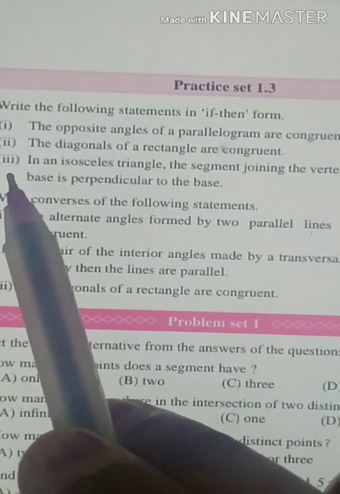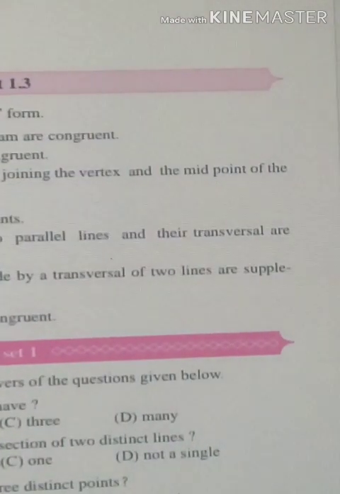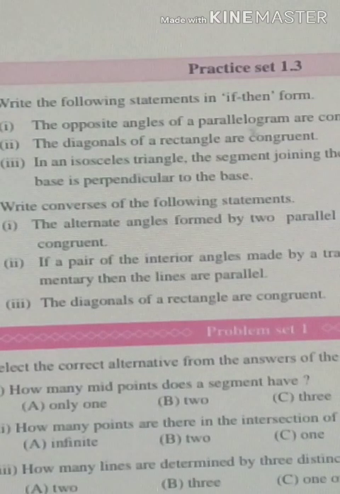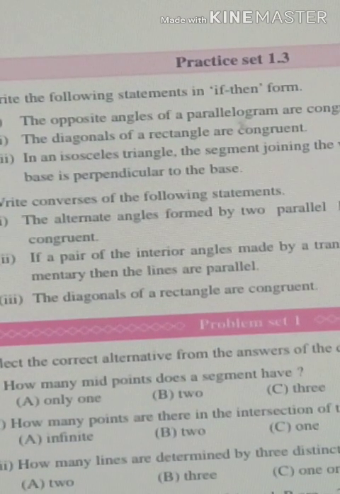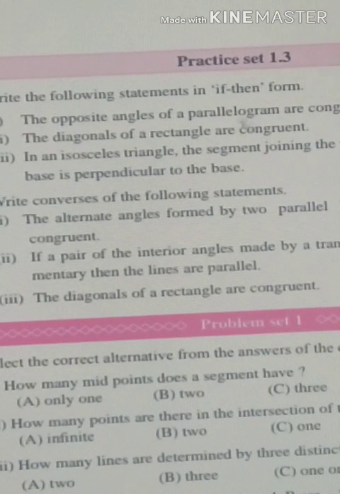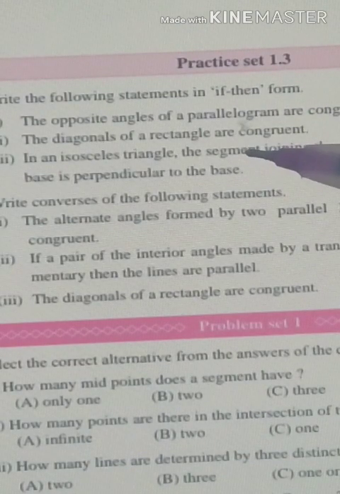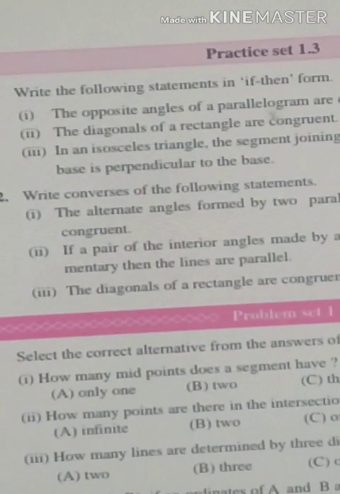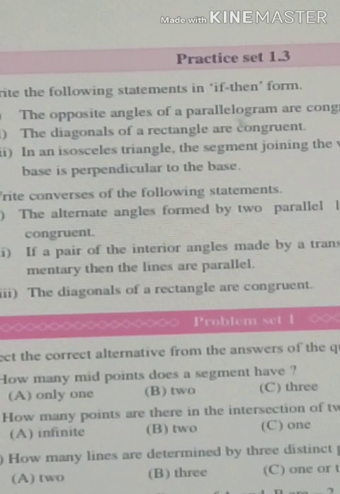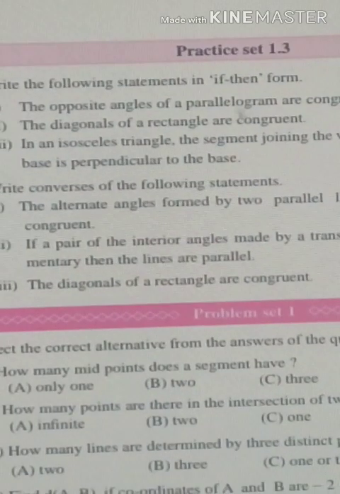Now coming on to the third question. In an isosceles triangle, the segment joining the vertex and the midpoint of a base is perpendicular to the base. Now here the statement looks lengthy, but this is much simpler than the other two. An isosceles triangle is a triangle where two sides are congruent, no?